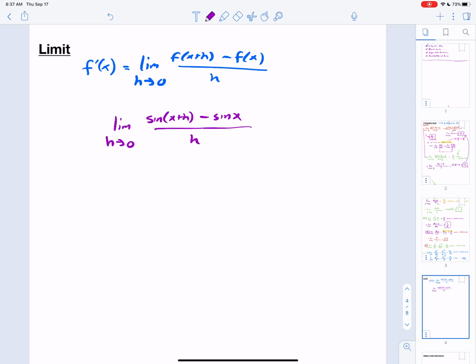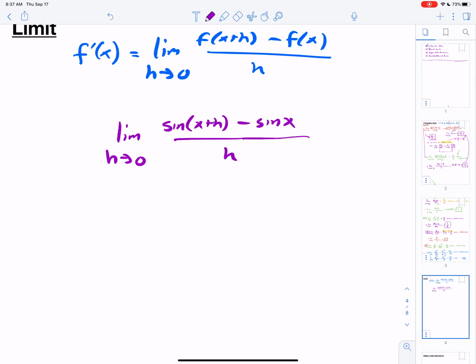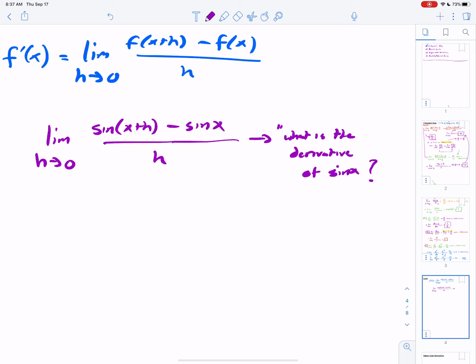Okay, so here, if you plug in 0 for h, you're going to get sine x minus sine x, which is 0, all over 0, which is indeterminate. By all means, you can definitely use L'Hopital's rule here, right? Or you understand that this is the limit definition of a derivative. You have to understand that this translates to: what is the derivative of sine x? That's what they want you to understand here, okay?